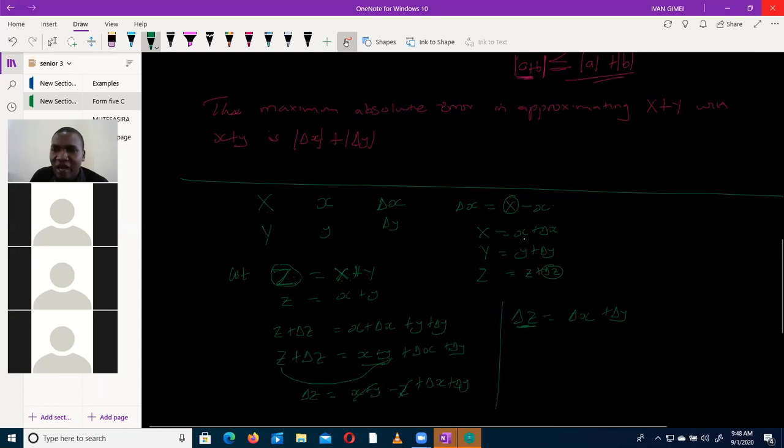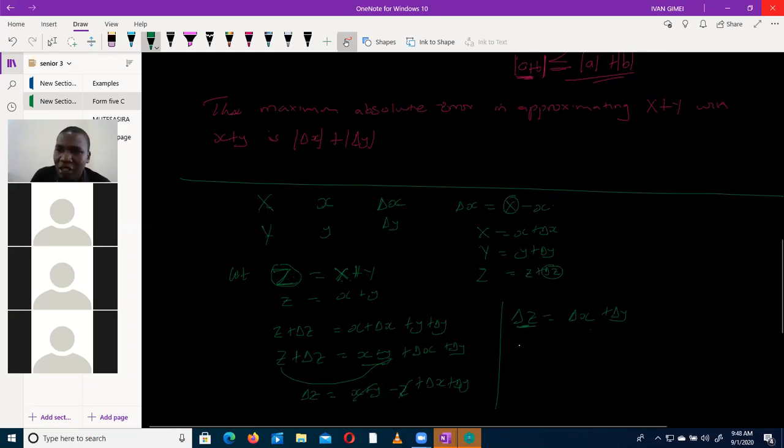So that means that if I decide to write capital X as small x and I make an error dx, then I also write capital Y as small y and I make the error dy. If they want me to find the error in x plus y, it will be the same as the error in x plus the error in y. That's what we do.